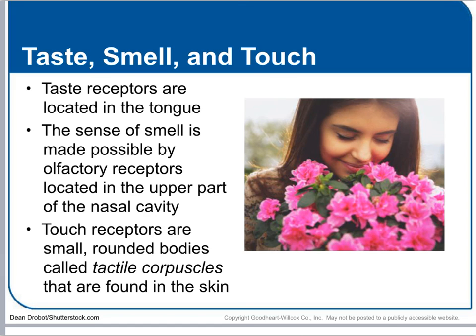We also have taste, smell, and touch. You have taste receptors on your tongue, and you can actually burn your taste receptors, but they do come back if you eat something extremely hot. The sense of smell is made possible by olfactory receptors that are located in the upper part of the nasal cavity. And then you have touch receptors, which are rounded bodies called tactile corpuscles that are found in the skin.